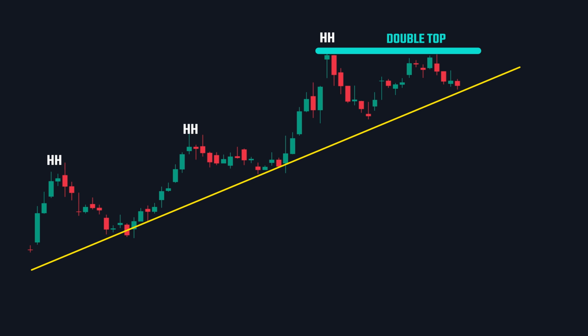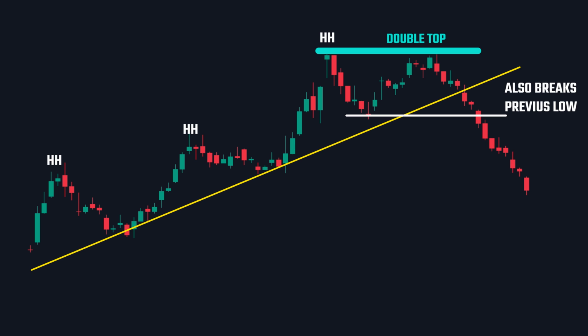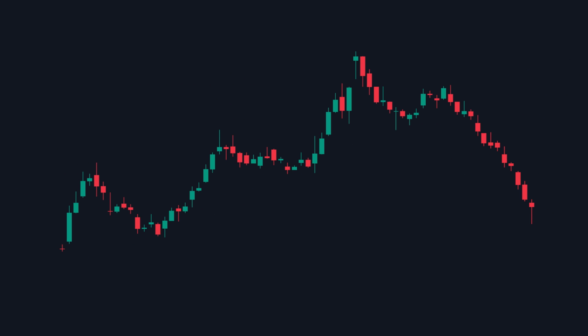Now, we need to wait for the trend line to break. If the trend line breaks, we can take a short position. The same method can also be applied to a double bottom pattern. Now, let's understand the pattern of changing trends.